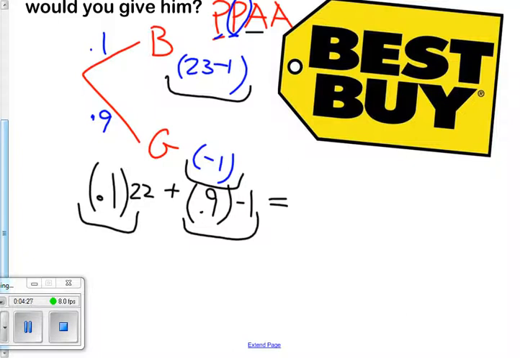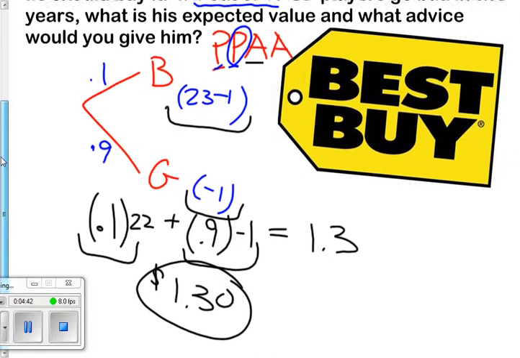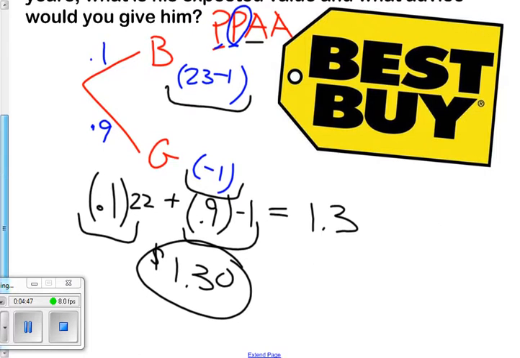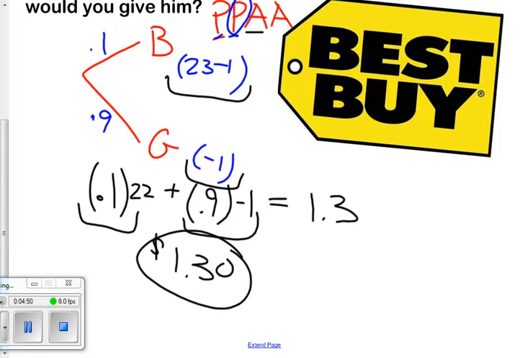Did you get it, Maddie? So tell me what we got in decimal. Oh, 1.3. Yep, so it's $1.30. That's his expected value. So would you tell your brother to buy this warranty? Yes. I would say because, yeah, I would. Okay, any questions on that one?